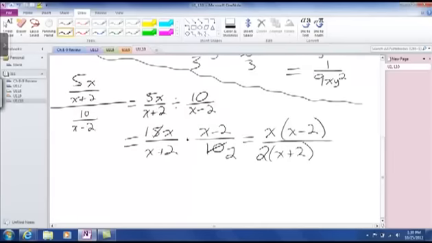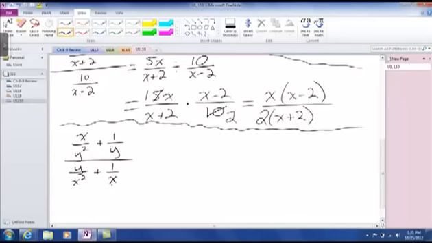Okay, let's look at another one. And this one is going to be done a little bit differently because of the nature of the problem. x over y squared plus 1 over y, and we're going to put all of that over y over x squared plus 1 over x. Okay, there's a bunch of x's and y's. I know, it looks confusing.